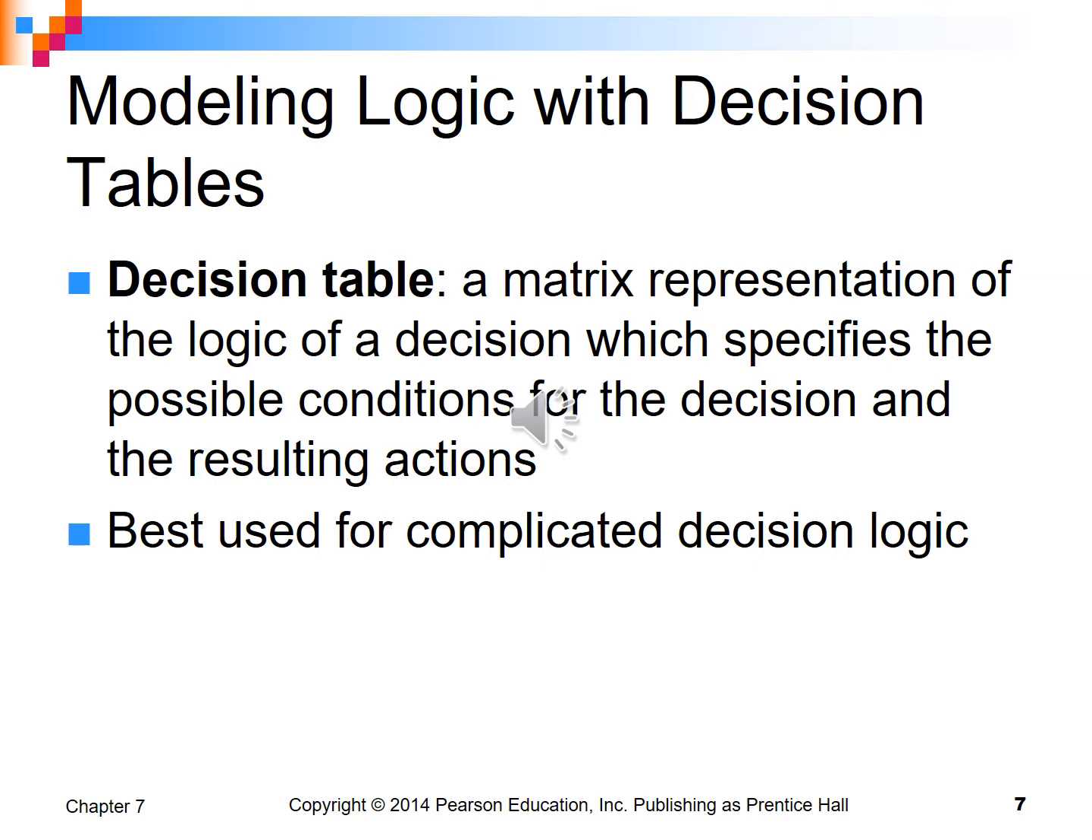So it is like an algorithm whose output is a set of actions. A decision table is a matrix representation of the logic for a decision, which specifies the possible conditions for the decision and the resulting actions. Of course, we use it for complicated decision logic.